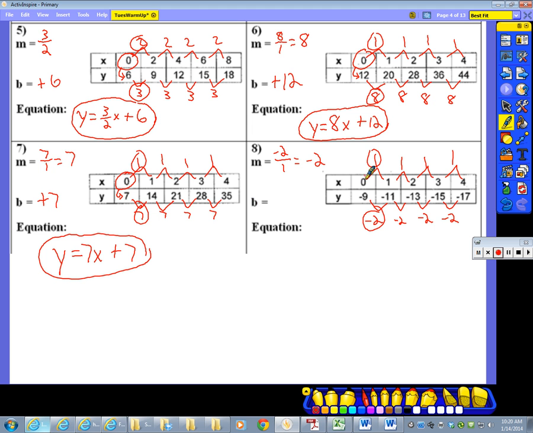My y-intercept, pretty easy. I've got x equals 0 right there. And so my y-intercept is -9. Got a lot of negatives here. So using slope-intercept form, y equals m, which is -2, x plus whatever b is. And in this case, b is -9. So I'm going to write in -9 right here. So this is my equation for number 8.